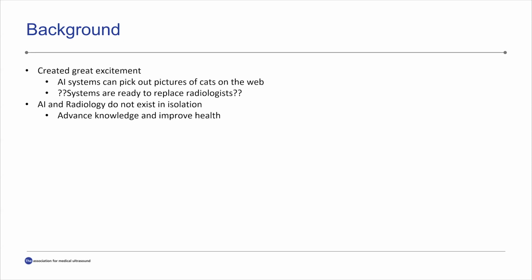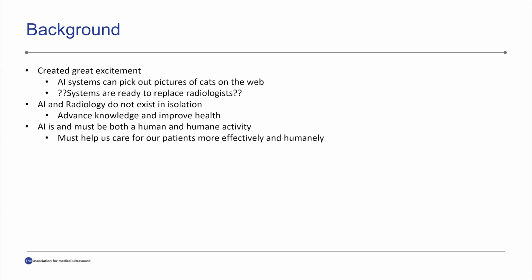We have to use AI to advance knowledge and improve our healthcare. So while it can recognize things, there has to be some radiologist involved trying to help. And this process has to be both what we call human and humane. Not only does it have to help us care for patients more effectively, but it has to help us do it in a more humane way.